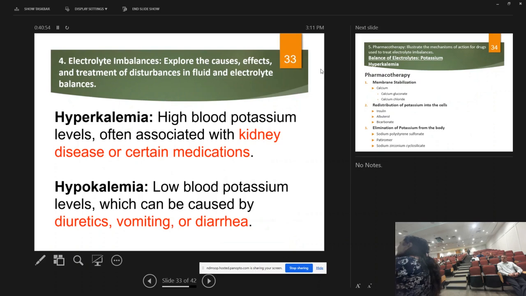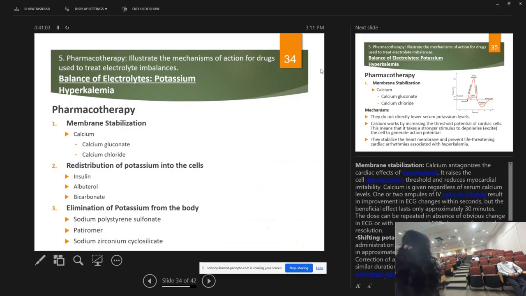I think these two, hyperkalemia and hypokalemia, you'll learn more in your clinical lecture, so I'm going to skip that. But there are therapies. So what drugs do you use?